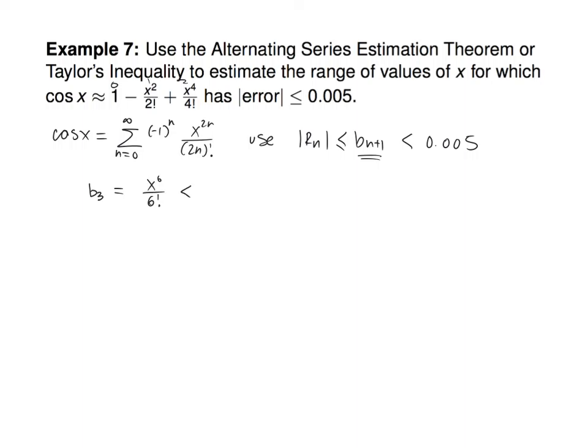So you want that less than or equal to 0.005. You multiply both sides by 6 factorial. Also, we're looking at the absolute value of your remainder, so you probably should be looking at the absolute value of that, but anyhow. So we have x^6 is less than or equal to 0.005 times 6 factorial, which actually comes out to be 3.6.